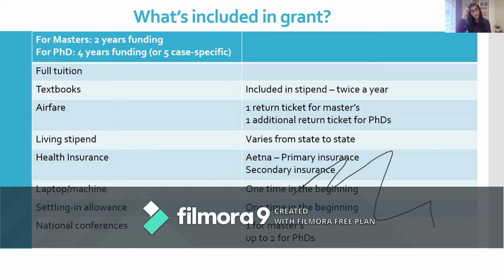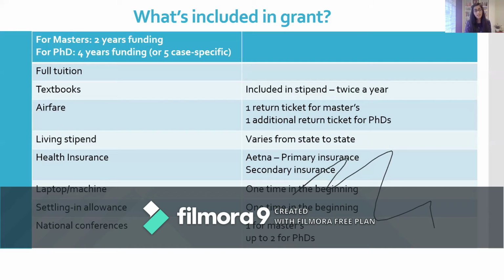So they give one return ticket for master's students, which means back and forth to your home country. Then you get one additional return ticket, so 2 return tickets for PhDs. Because PhD is 4 years, after 2 years, Fulbright will give you an additional ticket to go back, and we get a J1 visa, which is an exchange visa, which is only valid for 2 years. So after 2 years of your PhD, you go back to Pakistan, you get your visa renewed, and then you come back to continue your studies in the US. That additional ticket is also covered by Fulbright.